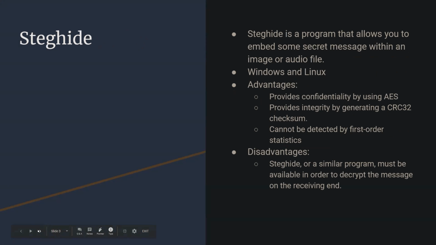So we also did our project on Steghide. Steghide is a program that allows you to embed some secret message with an image or an audio file. It is available on either Windows or Linux. Some of the advantages of Steghide is it provides confidentiality by using AES. It also provides integrity by generating a CRC32 checksum, and it cannot be detected by first-order statistics. Some disadvantages of Steghide, though, is that Steghide or a similar program must be available in order to decrypt the message on the receiving end.